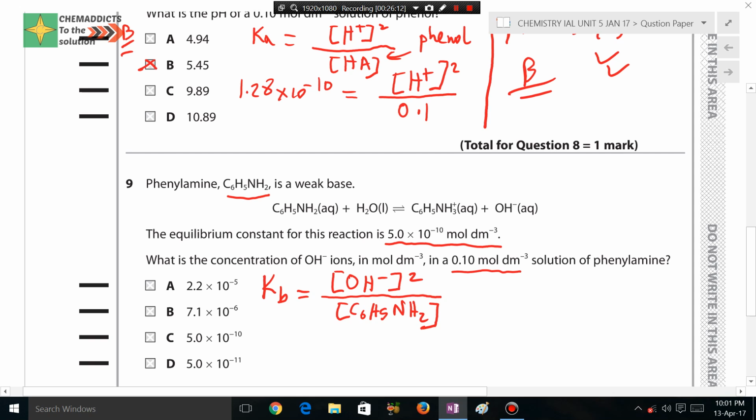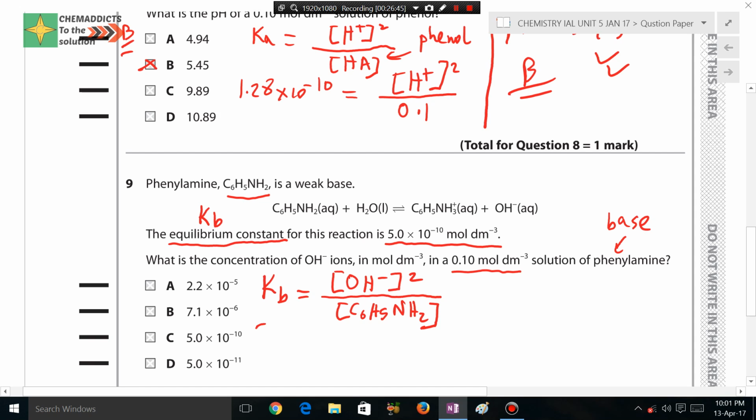See here, since the concentration of the base, which in this case is phenylamine, is given, we're gonna use this one, and we're gonna use the equilibrium constant, which in this case is Kb. So Kb is the equilibrium constant for this reaction, since this is a weak base. So now let's write right away the values.